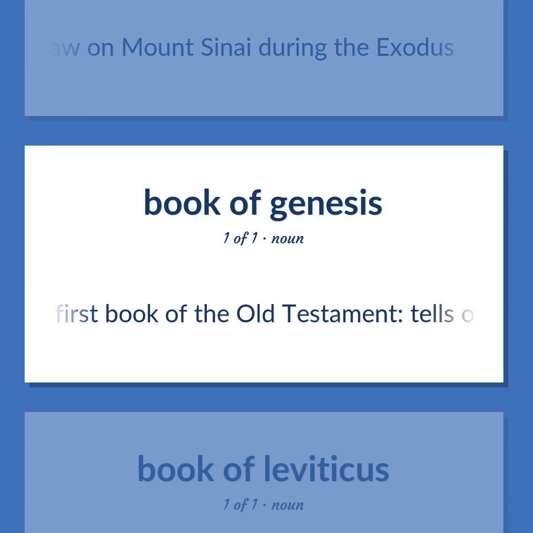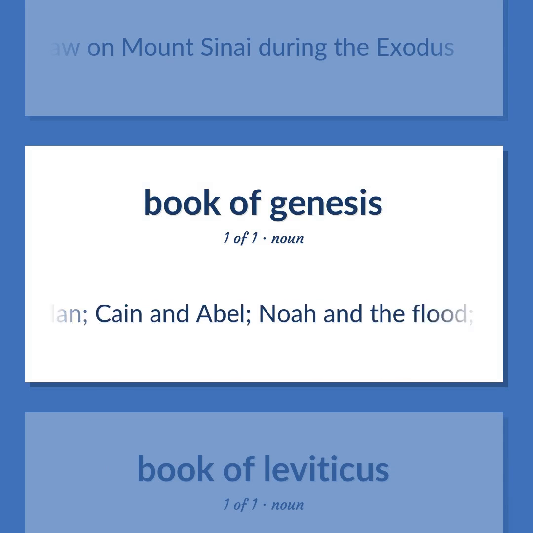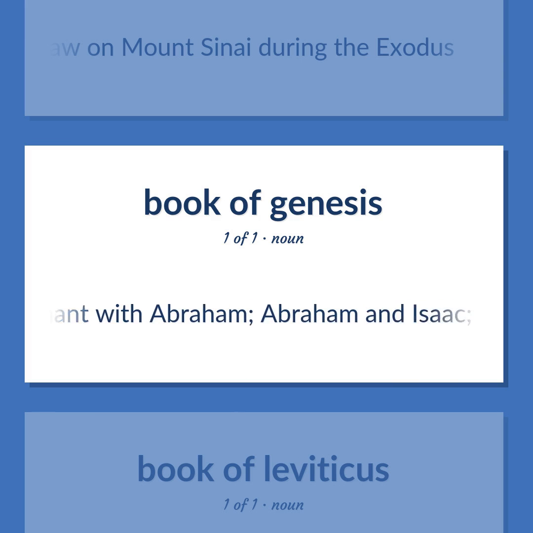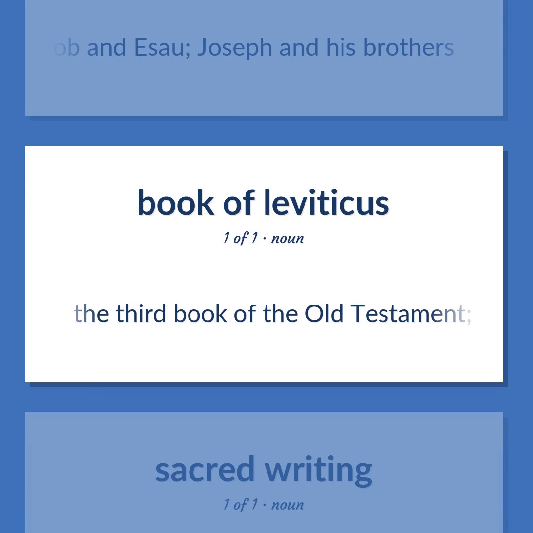The first book of the Old Testament tells of creation, Adam and Eve, the fall of man, Cain and Abel, Noah and the flood, God's covenant with Abraham, Abraham and Isaac, Jacob and Esau, Joseph and his brothers. The third book of the Old Testament contains Levitical law and ritual precedents.